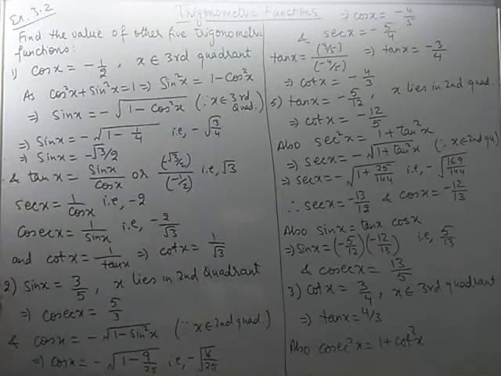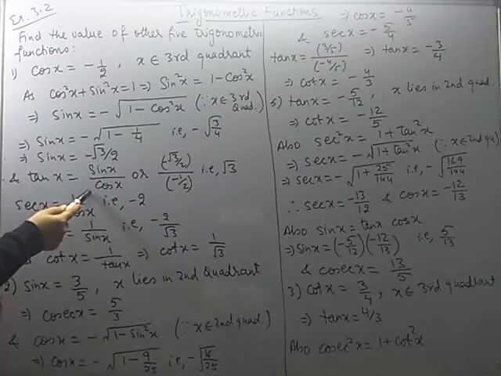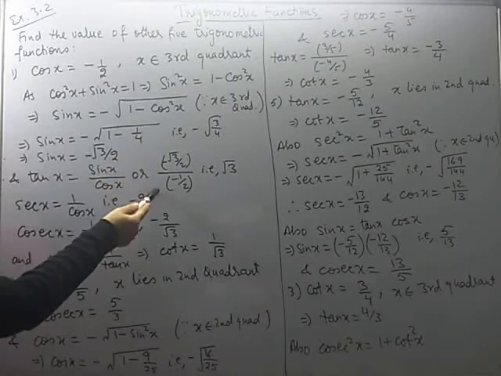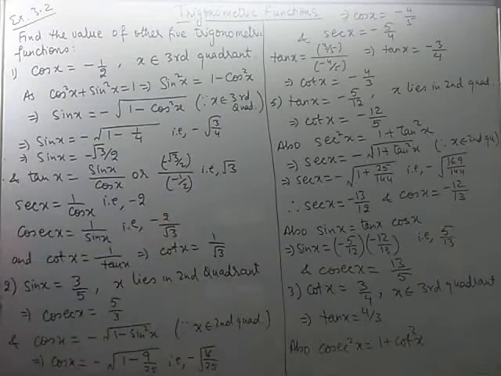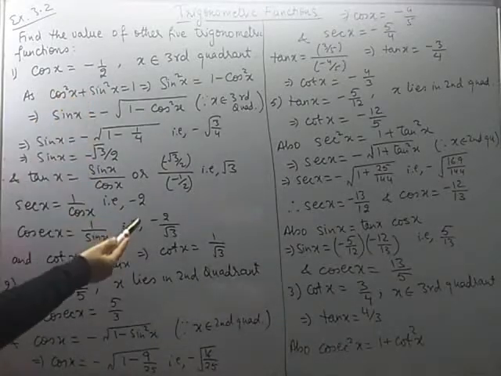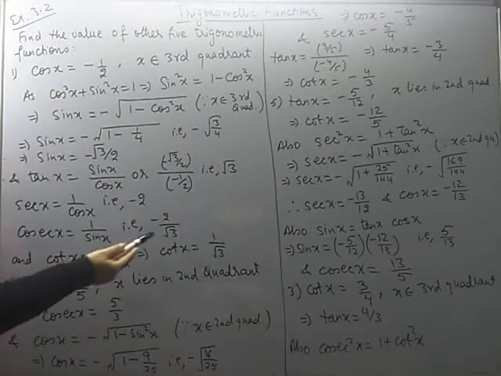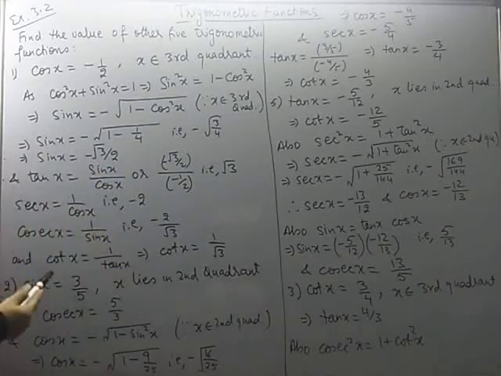Now cos x is known to you, sin x is known to you, tan x can be evaluated. It will be sin x over cos x. So put the values of sin x and cos x, you will see it comes out to be square root of 3 and see it is positive. So if you can recall, tan x and cot x are positive in the third quadrant. The remaining are negative. Sec x will be 1 over cos x, so take reciprocal of cos x. Cosec x will be 1 over sin x, so we take reciprocal of sin x. In the same way, cot x will be 1 over tan x, that is 1 over root 3.